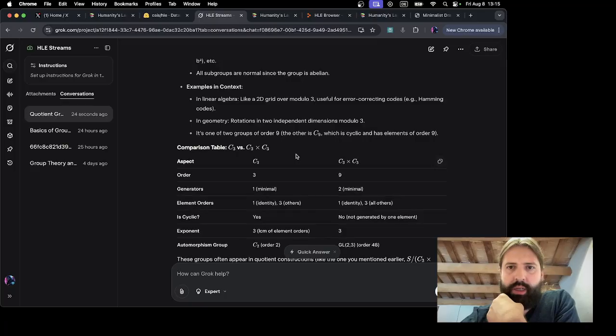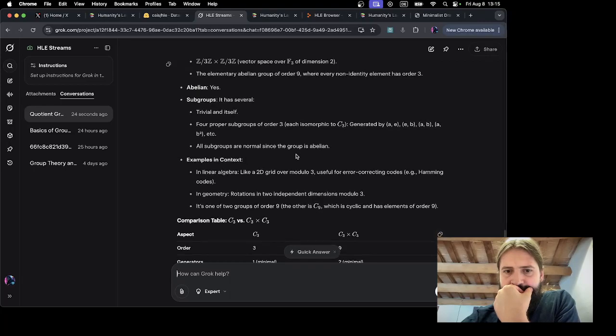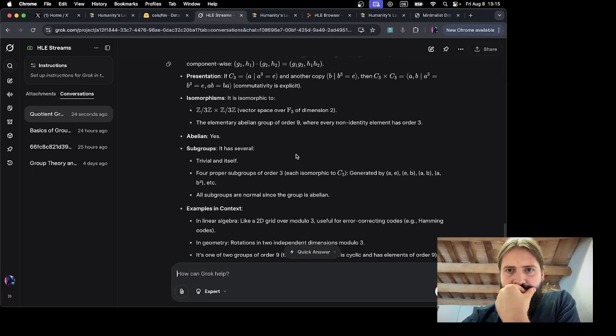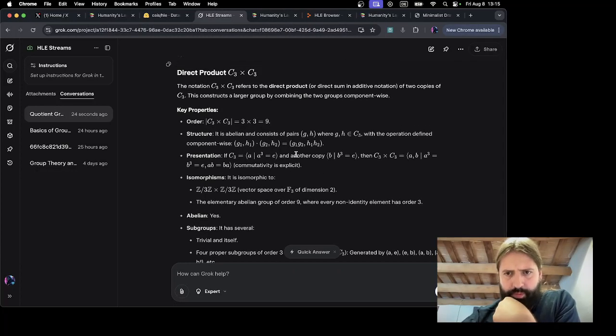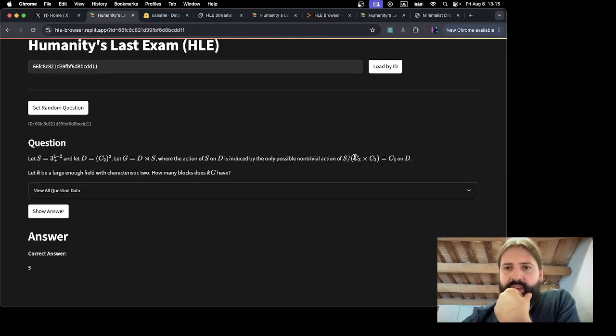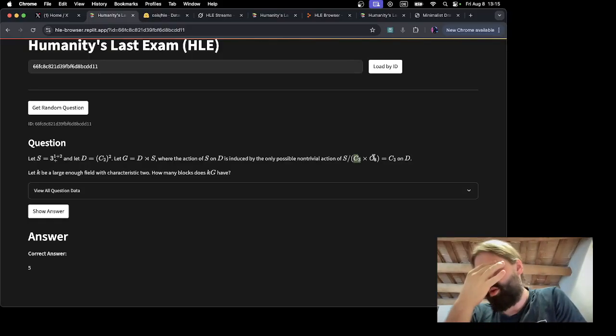It's not cyclic. Now, what is this telling us? We understand what C3 is, that's easy to understand. C3 squared is a little more abstract, right? Because now you have a group that is defined by, yeah, it helps to think of it as adding dimensions.